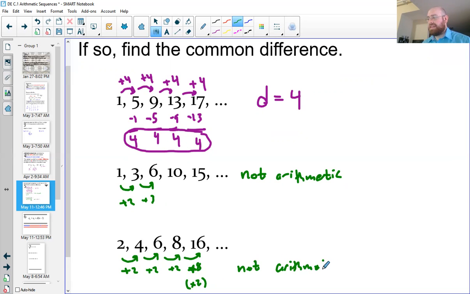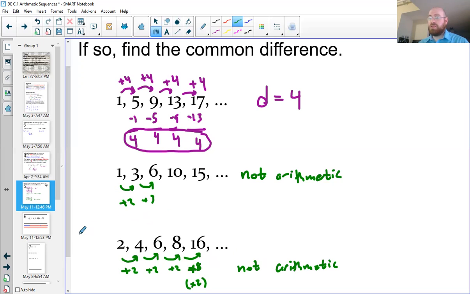Whenever we're given a list of numbers and asked to identify if the sequence is arithmetic or not, it's important that we test all of them. If we find conclusive evidence that it's not arithmetic, we can stop then. But until we test everything, we can't say with complete confidence whether or not it's arithmetic.